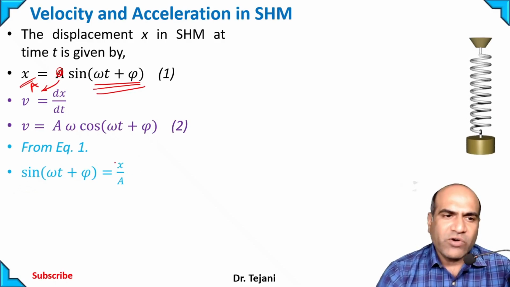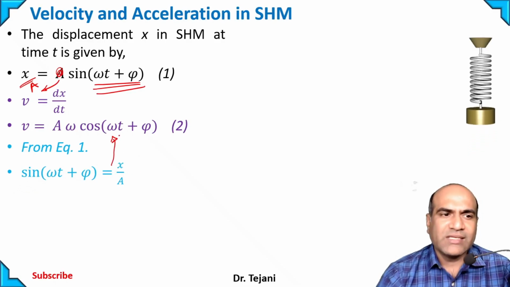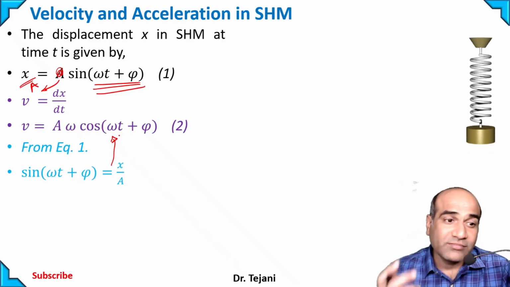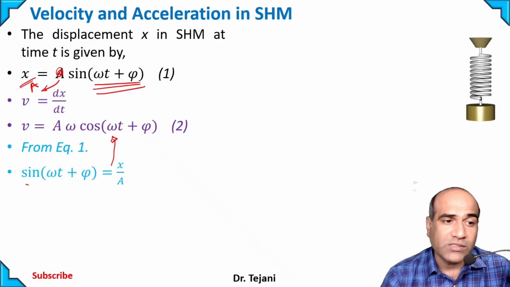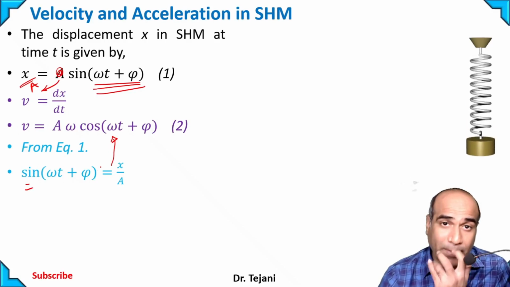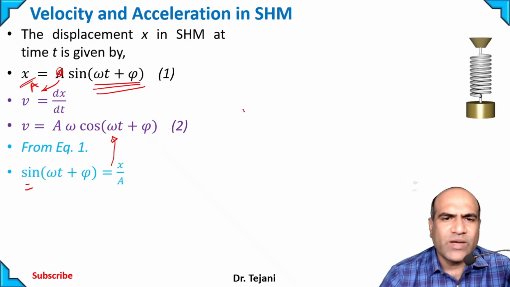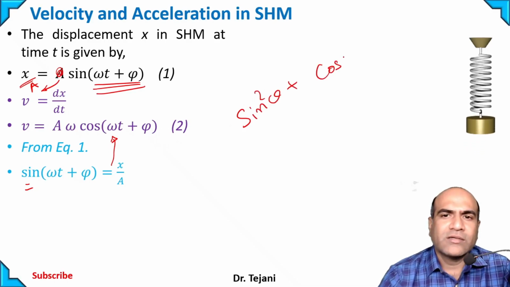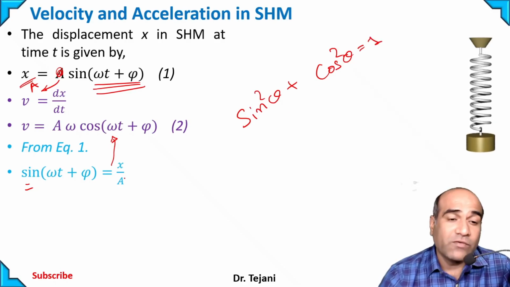If I want to put this value in this equation, what should I do? I need to convert this sine into cos. But how? Let me recall that sine square theta plus cos square theta equal to 1. So we can square both sides.